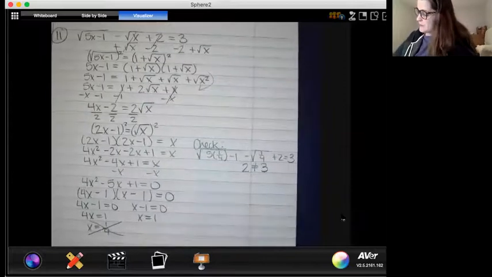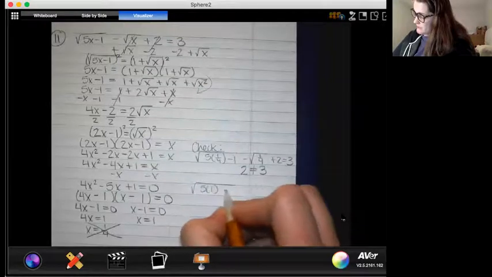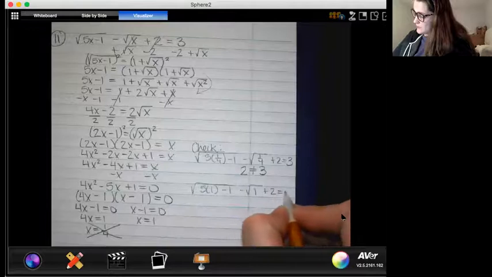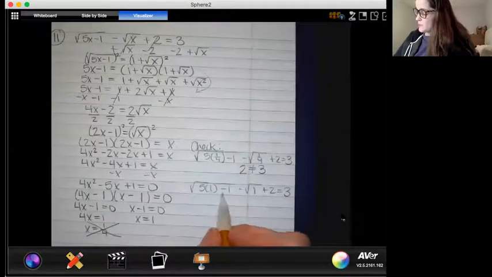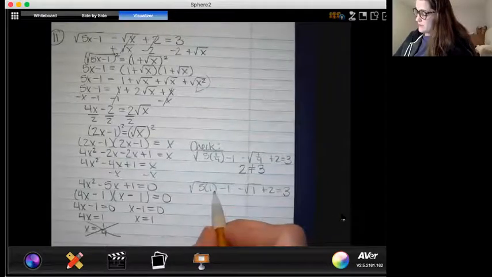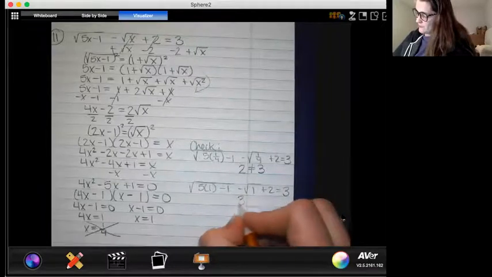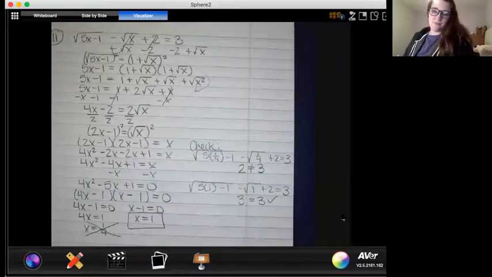Now let's see if 1 works. 5 times 1 minus 1 minus the square root of 1 plus 2 equals 3. 5 times 1 is 5. 5 minus 1 is 4. Square root of 4 is 2. Square root of 1 is 1. So we have 2 minus 1 plus 2, which is 3. So that one does in fact work.